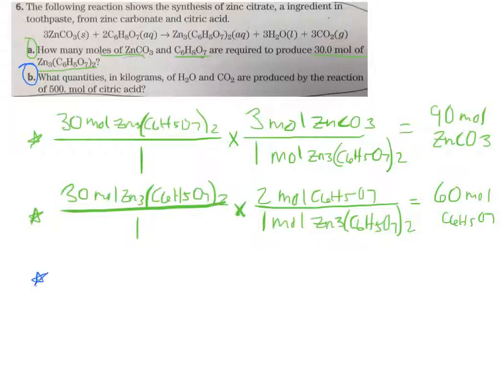First, let's start with our given, 500 moles of our citric acid, that's C6H8O7.